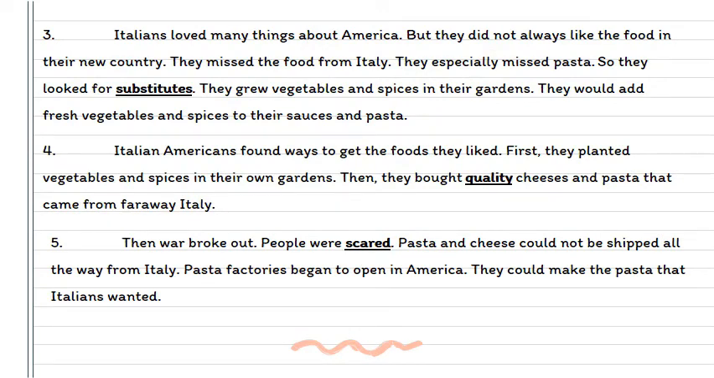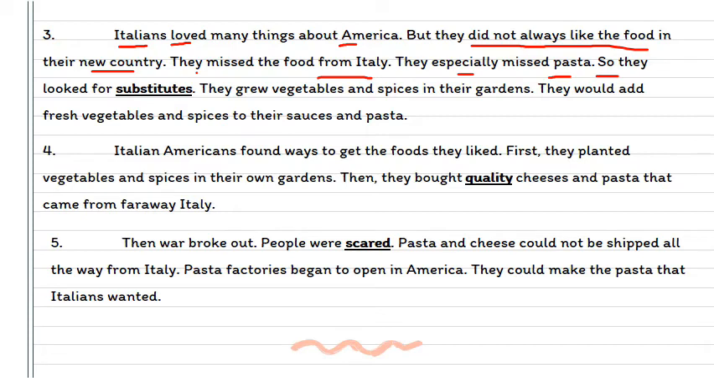Paragraph number 3. Italians loved many things about America, but they did not always like the food in their new country. They missed the food from Italy. They especially missed pasta. So this is a problem, okay? So this was the Italians' problem in America. There was no pasta in America a long time ago. So what did they do?